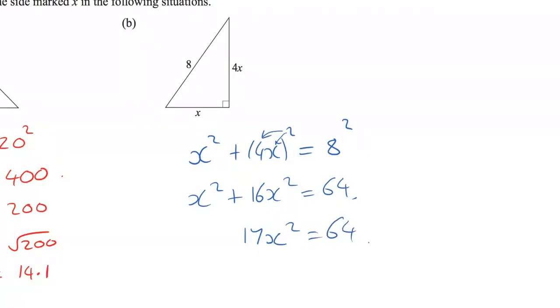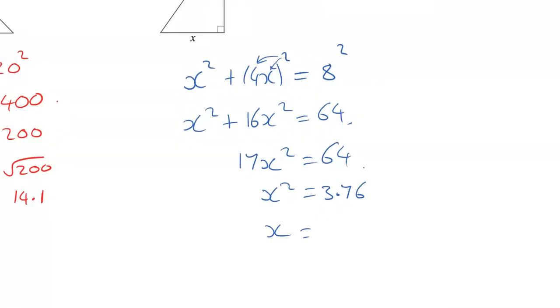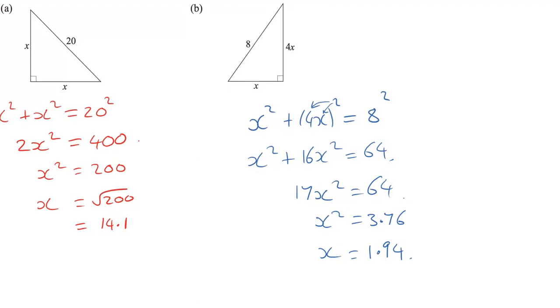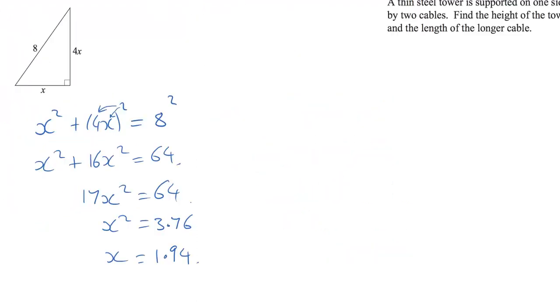So now I need to divide 64 by 17 to get myself x squared. That's going to be 3.76. And then if I square root that, I'm going to have x. So square rooting that will be 1.94. Okay, we've managed to solve that equation as well using some of our rules and understanding of algebra.